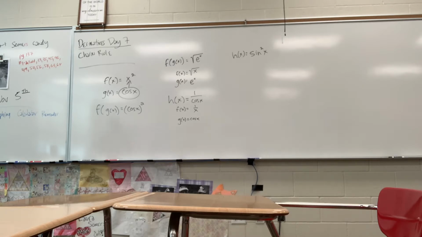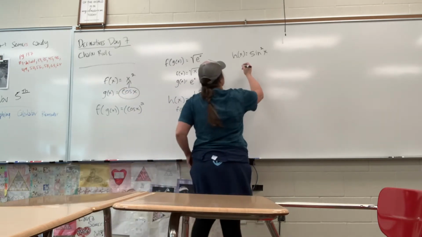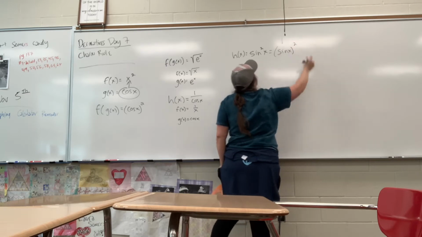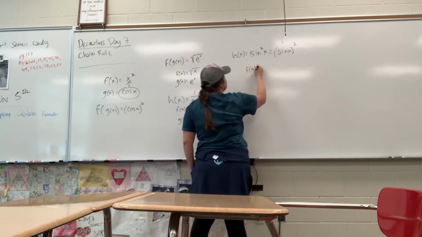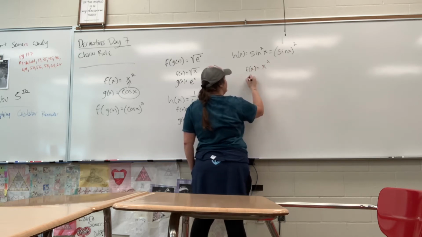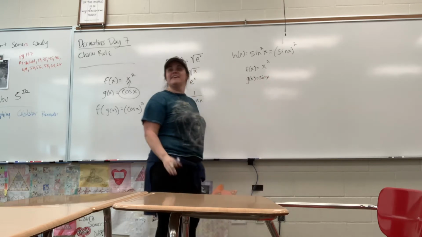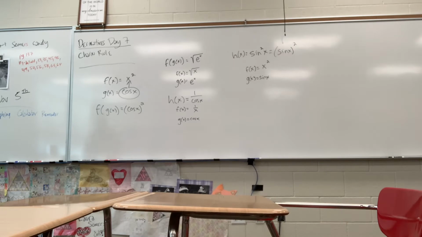Okay, I'm going to give you a hint on this one. A lot of people have a hard time with this one because they forget that this is the shortcut way of writing that. So f of x is x squared, and g of x is sine x. Did anybody get that before I gave you the hint? Good job. Okay, how you guys doing? Now we know how to deconstruct a composed function.